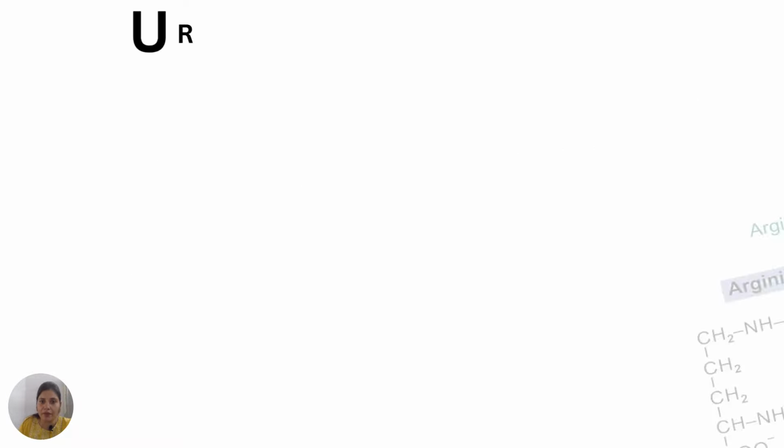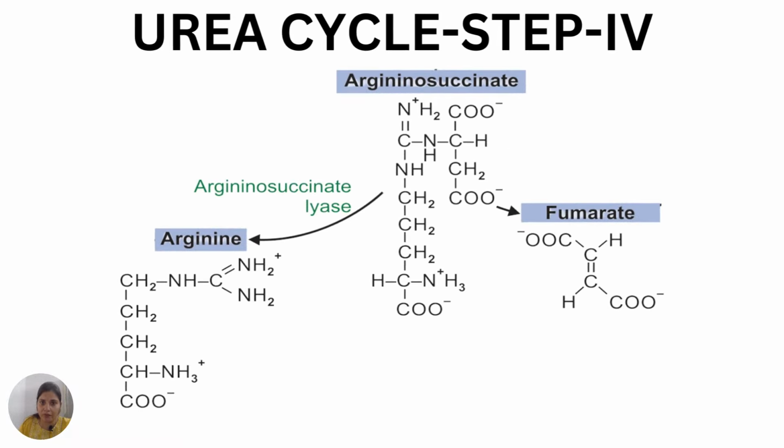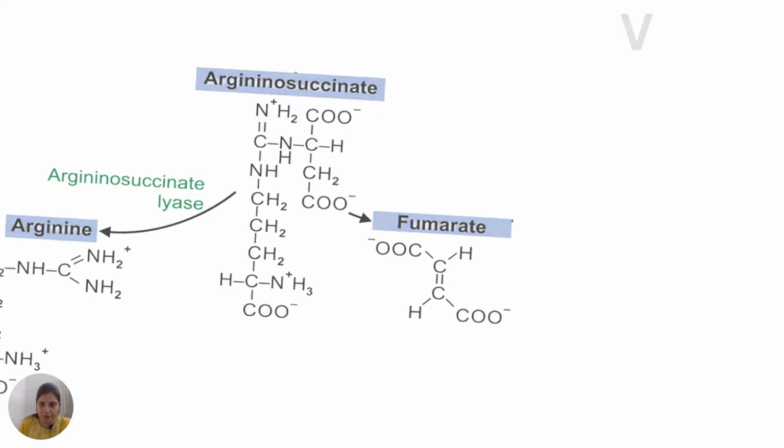After this, there is the next step in which argininosuccinate is split to form arginine and fumarate. Once again, this step is related to the TCA cycle. This fumarate will go into the TCA cycle to form aspartate, and this is a connection between the urea cycle and the TCA cycle. The arginine formed here will be converted to urea directly. It is a precursor of urea, you can say.